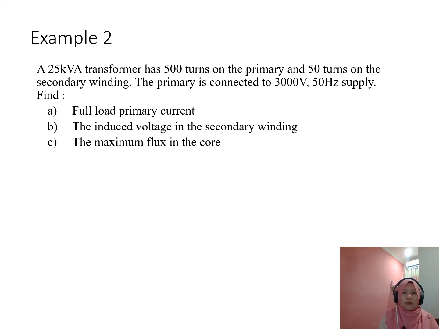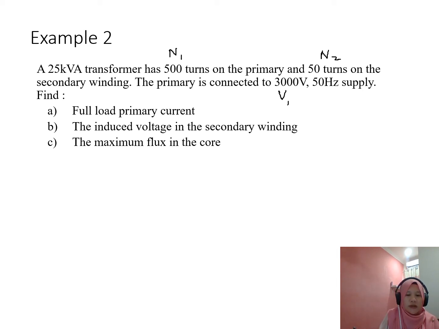Look at example 2. A 25 kVA transformer has 500 turns on the primary side, so this is N1, and 50 turns on the secondary winding, which is N2. The primary is connected to 3000 volt, this is V1, 50 Hz supply. Find the full load primary current, the induced voltage at the secondary winding, and the maximum flux in the core.